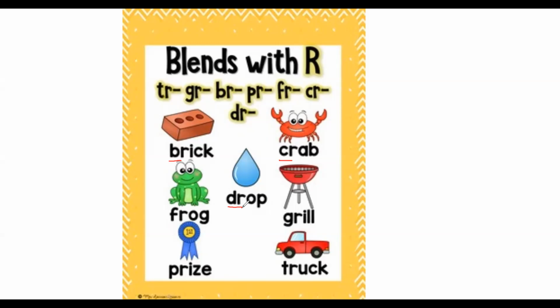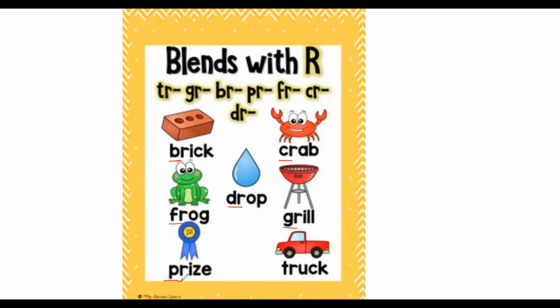So the word is dr, op, drop. Repeat dr, op, drop. FR makes the sound fr. So we are going to say fr, og, frog. Fr, og, frog. GR makes the sound gr. So gr, ill, grill. Repeat gr, ill, grill.